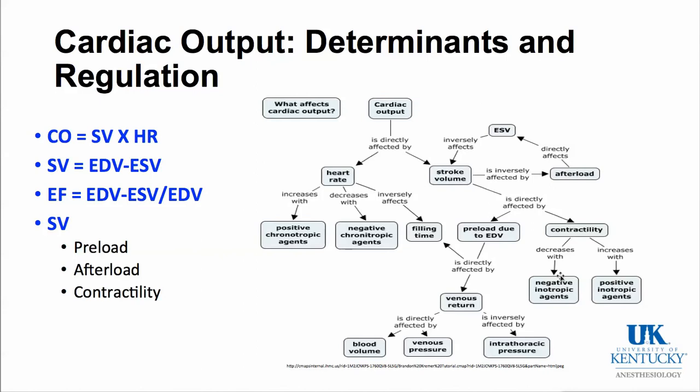And contractility can be affected by inotropic agents, be it negatively, like a beta blocker, or positively, like dobutamine, for example. Venous return is important because that determines preload. And some of the things that we do in the operating room, like the fluids that we give and intrathoracic pressure that we may provide with positive pressure ventilation, may affect cardiac output, and it's easy to see how when you look at this graphic.